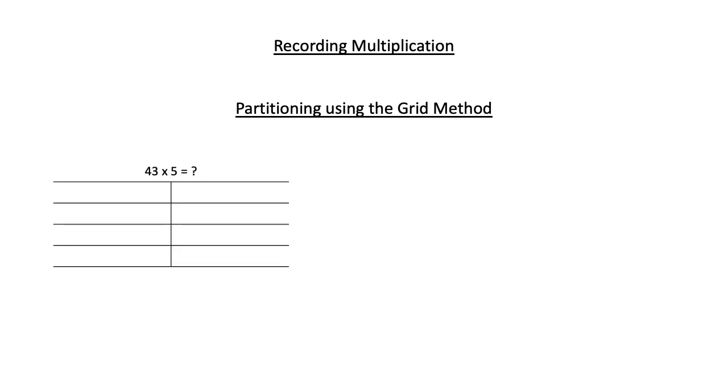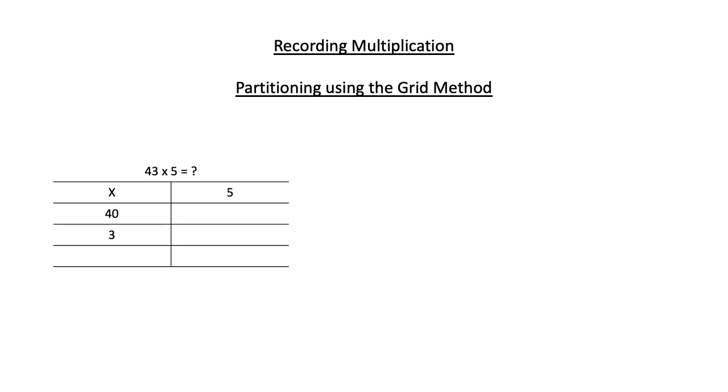Here we have 43 times 5, and I've drawn a blank grid. And here we can partition or split 43 into 40 and 3 and write it down one side of the grid, and then we can put the 5 at the top. Then we multiply each of the numbers by each other. So 40 times 5 equals 200, and 3 times 5 equals 15. The two answers then can be added together, 200 plus 15 equals 215. And therefore we can go back to the original question, 43 times 5 equals 215.